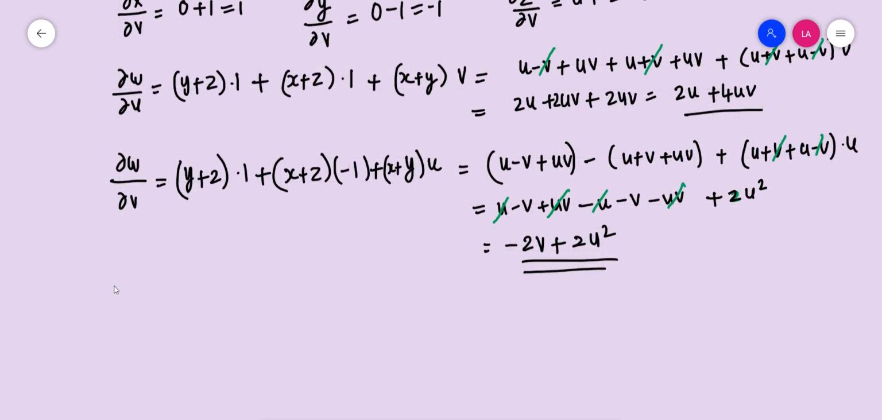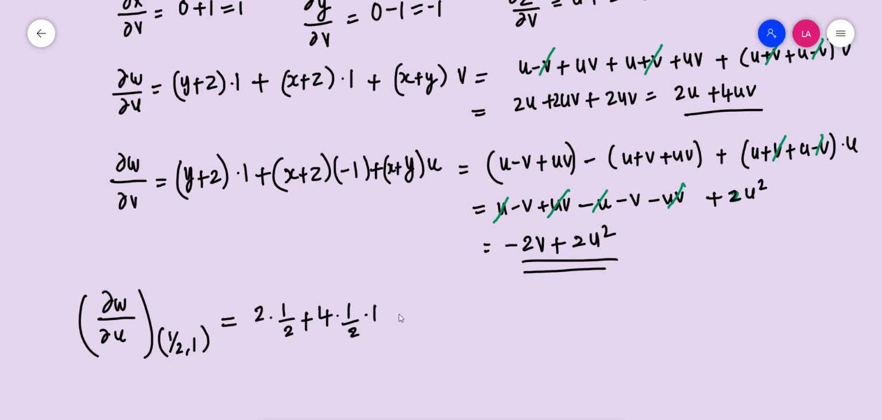Okay, now we have to find the value at u is equal to 1 by 2, v is equal to 1. So dou w by dou u at 1 by 2, 1 is actually 2 times 1 by 2 plus 4 times 1 by 2 times 1, that is 1 plus 2, which is 3.